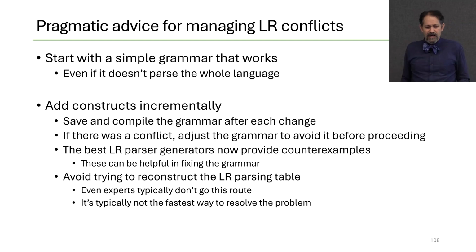But if you add things one at a time, then much like any other kind of programming, it's a lot easier to make things work. So save and compile the grammar with your tool after each change. If there was some kind of conflict reported by the tool, then adjust the grammar to avoid it before proceeding. Now, how do you adjust it? You have to really figure out what's wrong, right? What is actually ambiguous about this grammar?